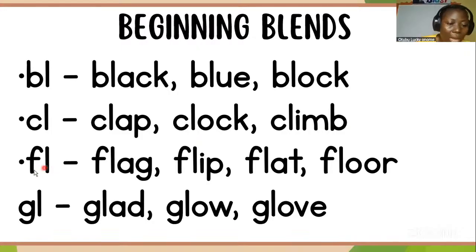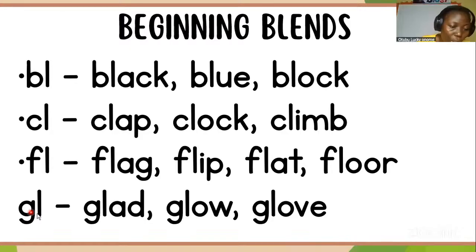Then we have F and L says fl. We have it in words like flag, Nigerian flag. The color of the Nigerian flag is green, white, green. Then we have flip. We have flat. Which flat do you live in? Flat is part of a building. Yes, my flat is on the first floor. Then we have floor. Floor is the ground.